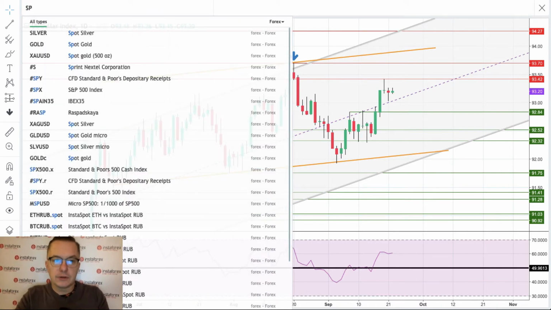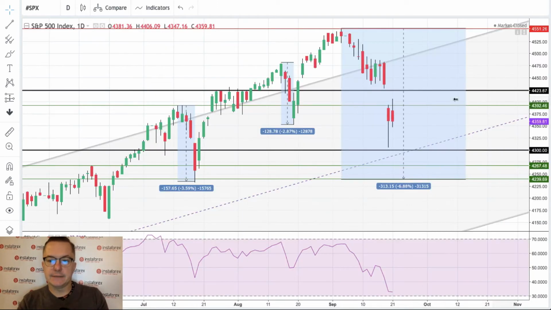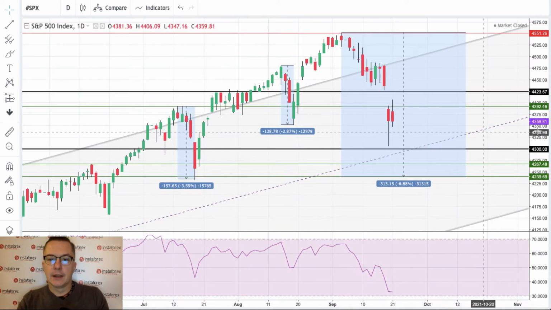Let's take a look at what is going on with the S&P 500 index after yesterday's decline. There you go. Monday, big decline. Tuesday, big decline, but the market closed red. Okay, we tried to rally. There is of course a failure.